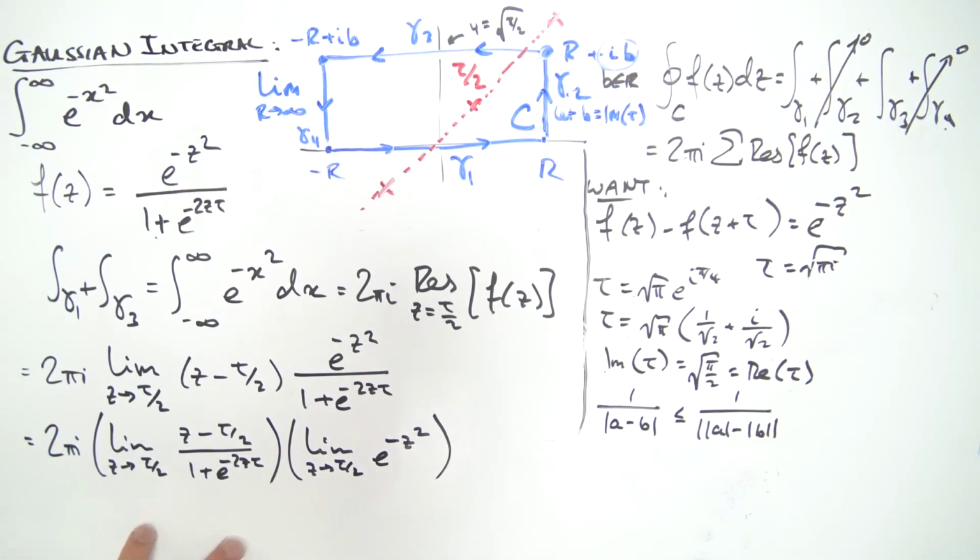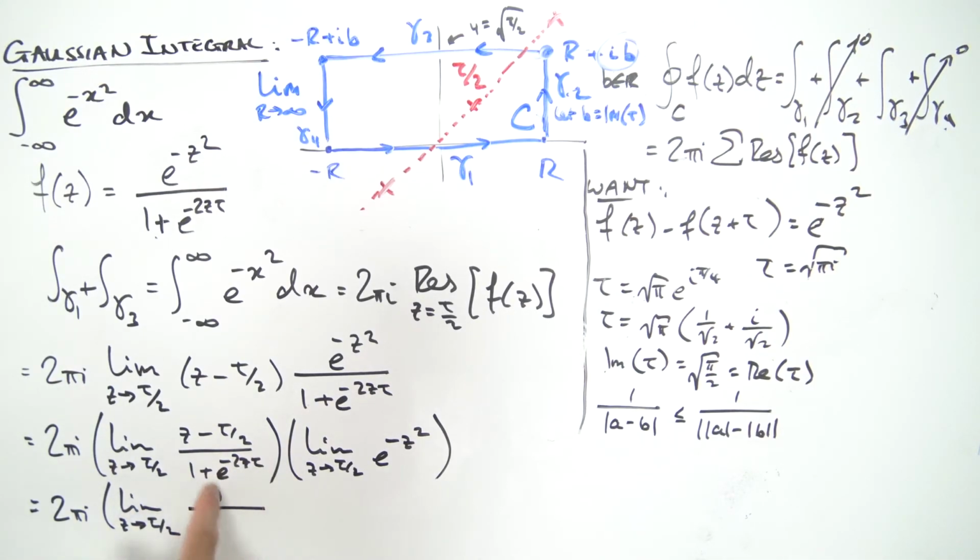And let's figure out this limit. Remember, that's a 0 divided by 0 situation, so let's differentiate the top and the bottom using L'Hôpital's rule. So we're going to have the limit as z approaches tau over 2. Derivative of the top, that's going to be 1. It's a linear function with a leading coefficient of 1. That's going to be 1. And then derivative of the bottom, well, derivative of 1 is 0.